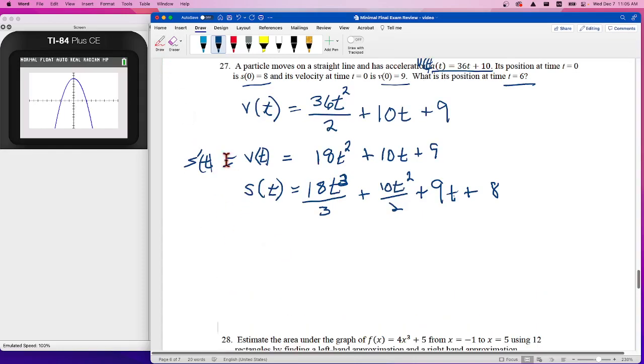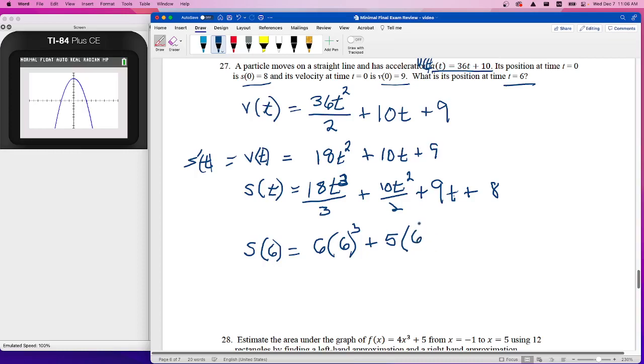And we'll kind of clean up as we go here. Okay, so 18 divided by 3 is 6. t is also 6. Cubed here, so I'm plugging in. I'm finding s of 6 now. This 10 divided by 2 is 5, so we'll put that there.